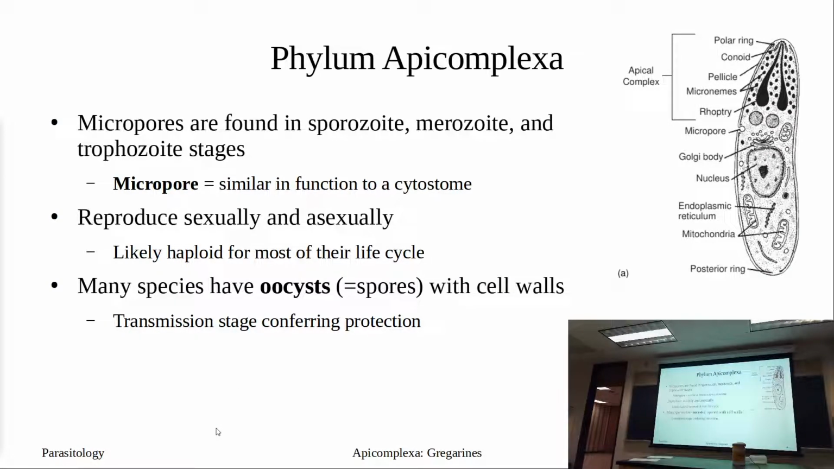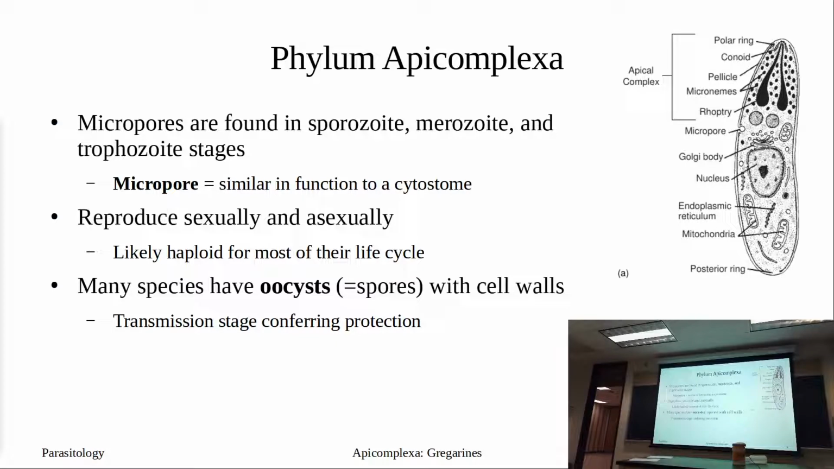So micropores, that's part of our alveolata. We're going to find these micropores in sporozoites, merozoites, and trophozoite stages. So they're present, and here it is. It's a small pore in the membrane. It functions similarly to a cytostome in terms of endocytosis, but we find it in various stages. And these stage names, sporozoite, merozoite, trophozoite, we will define.